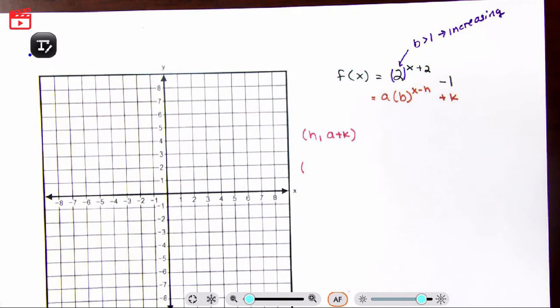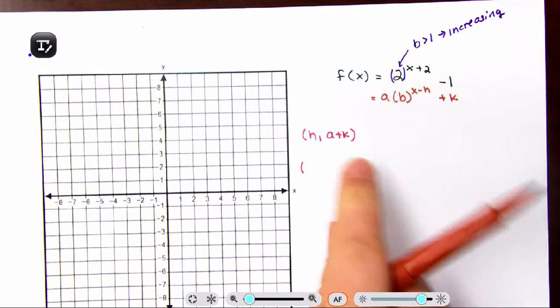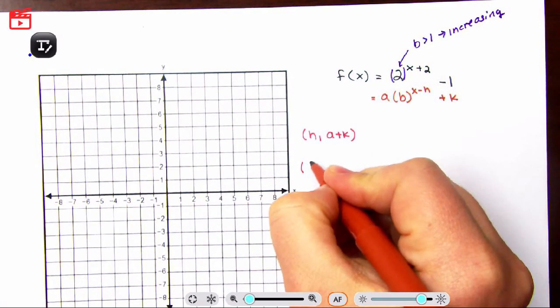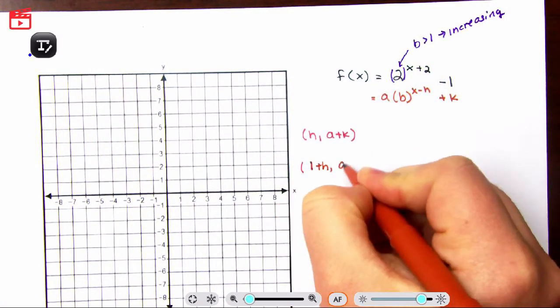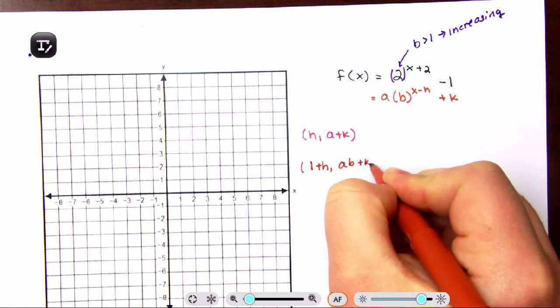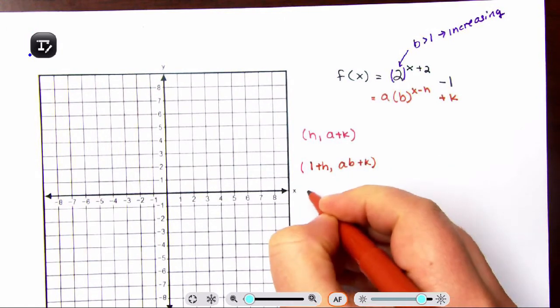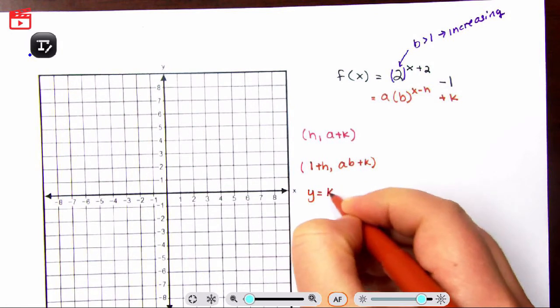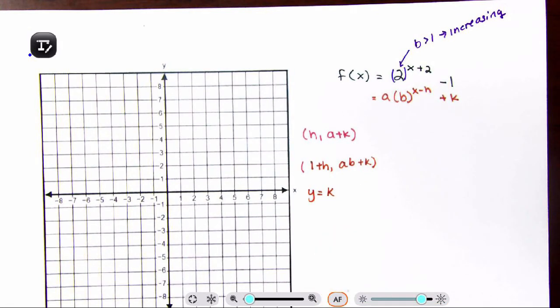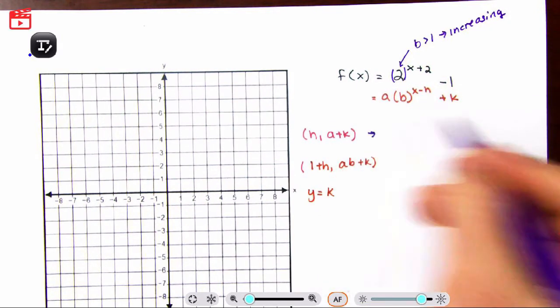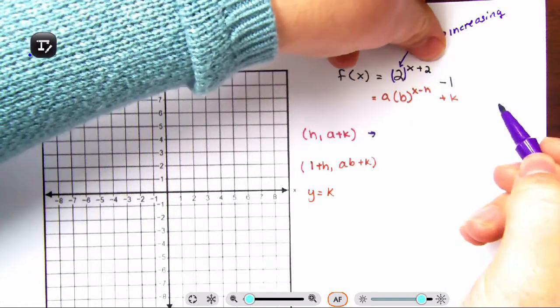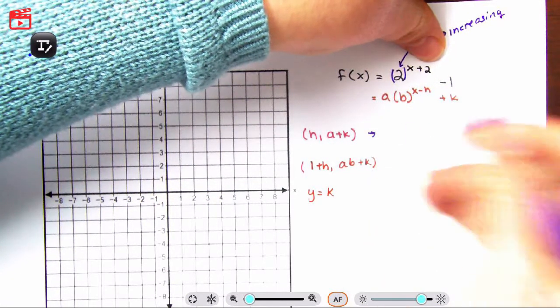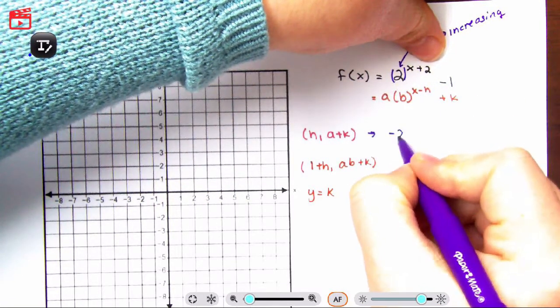So that means for my formula here, for my secondary point, I have 1 plus H comma A times B plus K. And for my third point, it's not really a point, it's a line, y equals k for my asymptote line. And we're going to plug and chug here. What do we have? We have H. What is H? Again, always think opposite. So if you see a plus 2, that's going to be the opposite. So I have a minus 2 here.